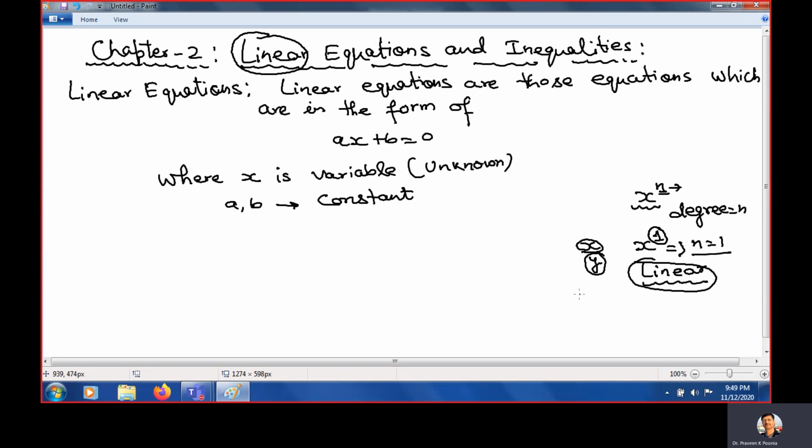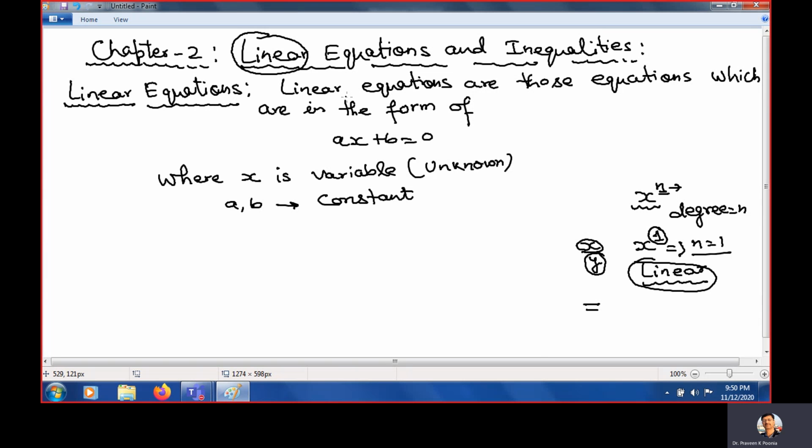What is the other thing? The other thing is equations. Equations means those that have an equal sign. Definitely there will be an equal sign everywhere. That's why we are calling them equations. So in this chapter we are going to study linear equations.